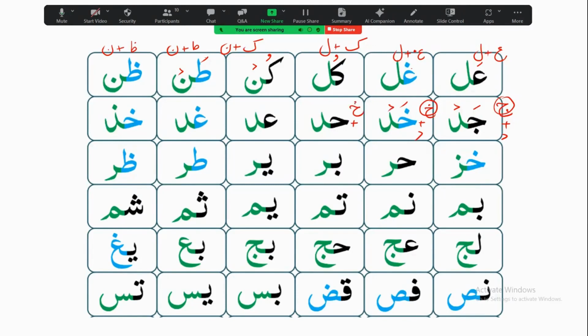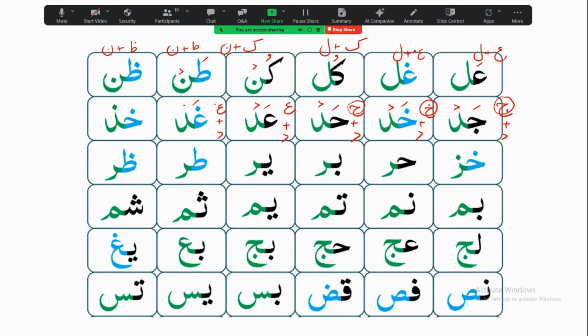Kha and dal, khad. Ha and dal, had. Sorry. Ha and dal, had. The ha which is the airy one, right? Airy one. And ayn and dal, ad, right? I'm making the sounds very prominent for everything, right? Ayn letter and dal, ad. Ghain letter and dal, ghad.